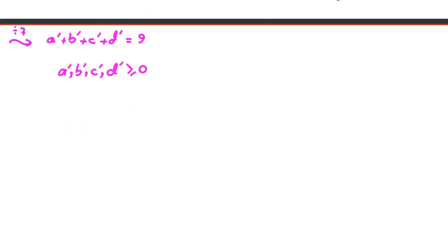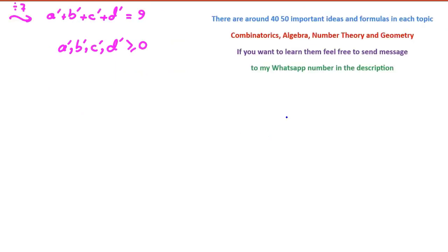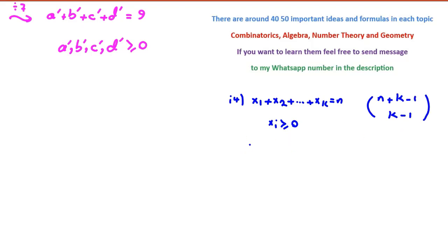Okay? Now let me tell you how you can solve these types of problems. It will be idea 4. When you want to solve x1 plus x2 up to xk equals n, if the xi's are at least 0, the number of solutions will be n plus k minus 1 choose k minus 1. Now let's see the reason.